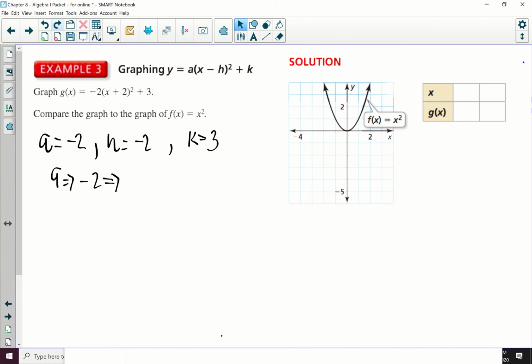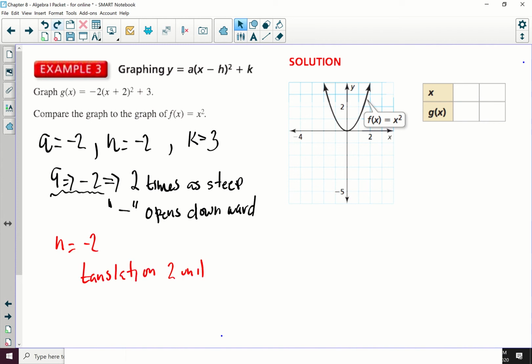Since a is negative 2, that means it is twice as steep as our parent function x squared, and the negative sign means it's reflected across the x-axis, or opens downward. Next we have h. We said it was negative 2. This is prior to substitution, meaning that it moved to the left 2 units. It was translated to the left 2 units.